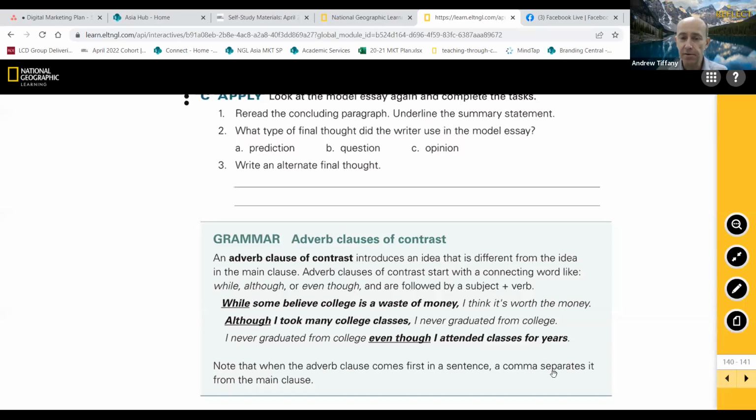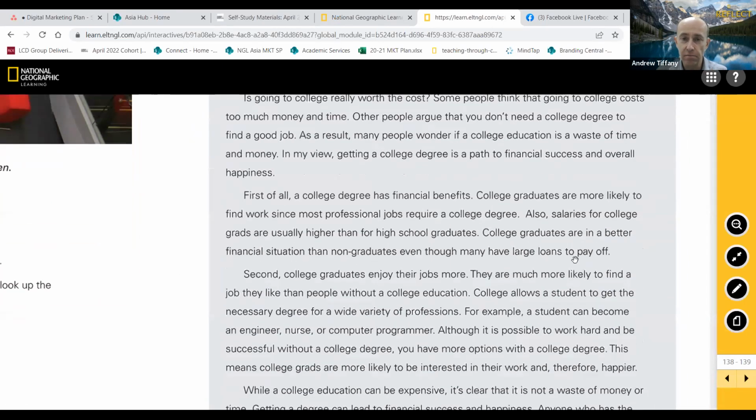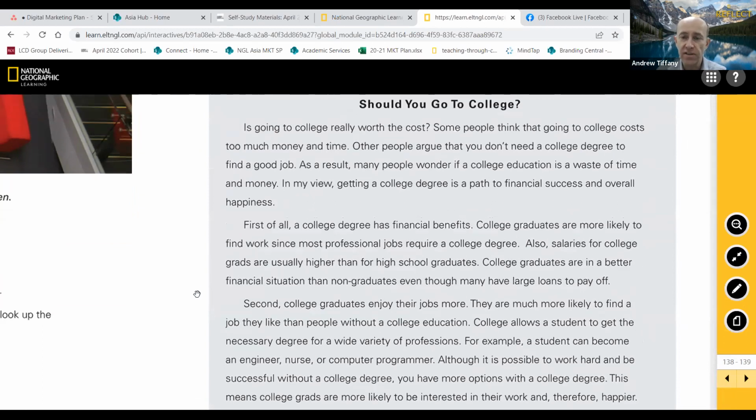So if I jump back to here, if I look at the second paragraph again, okay, where was an adverb of contrast within just the second paragraph here? Can you find an adverb of contrast? We've already mentioned it, actually. Even though, great, yeah. So they're better off financial situation, large loans to pay off. Those are two competing ideas, contrasting ideas. We set them off with an adverb of contrast, even though.